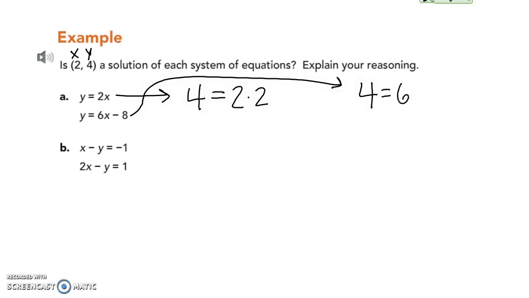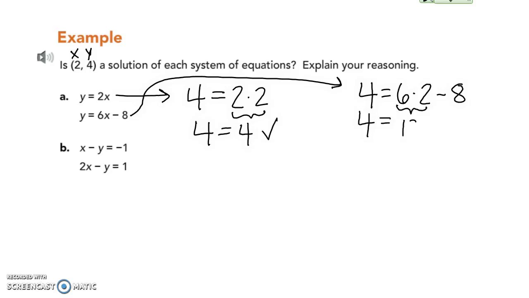4 equals 6 times 2 minus 8. Okay, in the first one, 2 times 2 does equal 4, so that works. In the second one, 6 times 2 is 12. 12 minus 8 is 4. 4 equals 4, so that works as well. So that is an example of a solution of each system of equations.